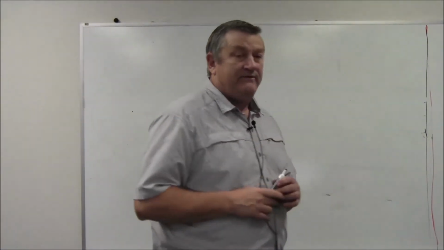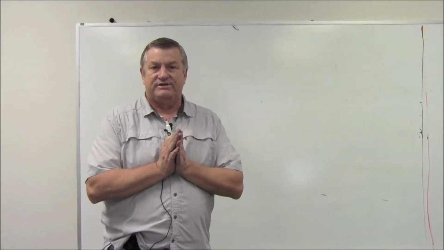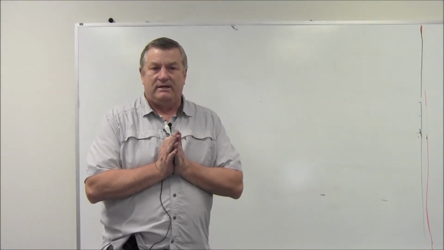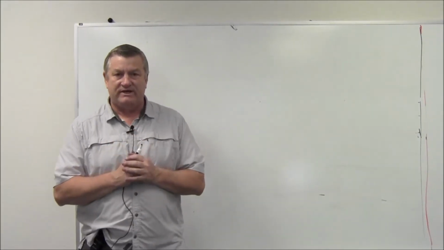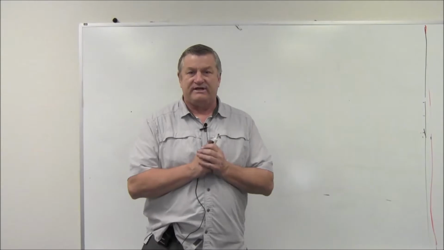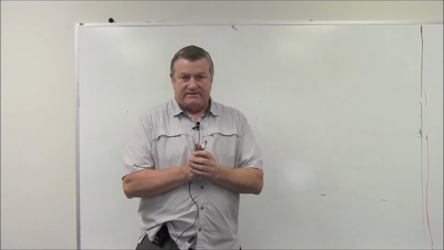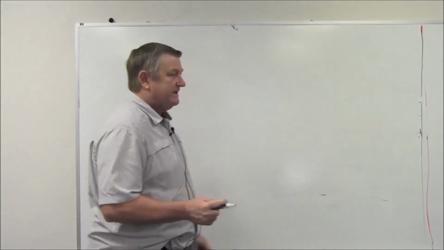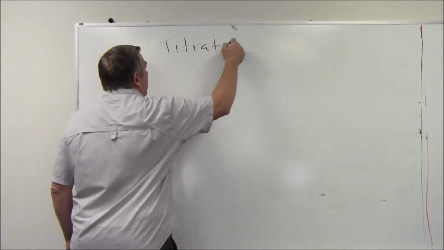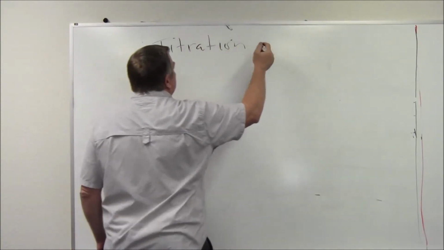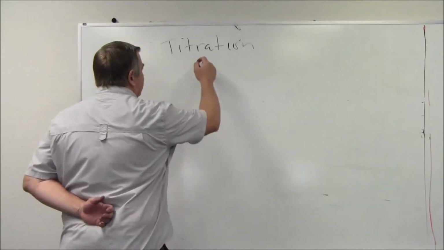Okay, now we're going to finish the lecture on chapter 4 with the last section called Solution Stoichiometry. And since in the solution stoichiometry we're going to use a balanced equation, you can't do solution stoichiometry without a balanced equation. And we're going to do what's called a titration. A titration is called volumetric analysis.